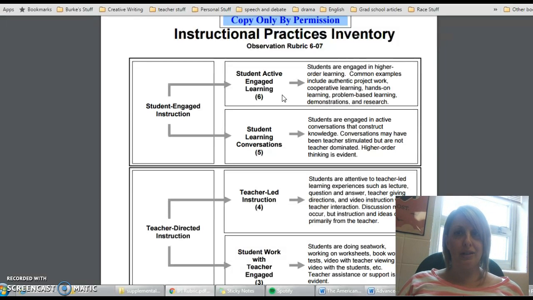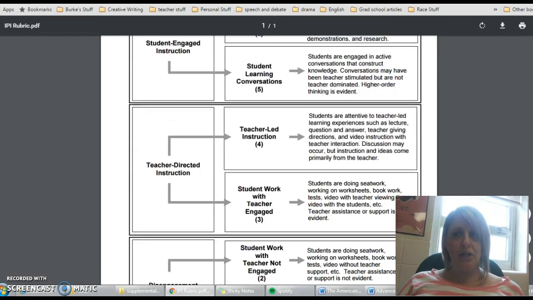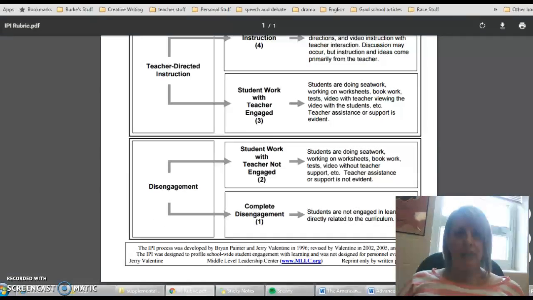Common examples include authentic project work, hands-on learning, problem-based learning. This is when students are more learning by themselves. It's higher order thinking, but it's happening more individually. 5s is when it's happening more together. It's really important that we increase these 5s and 6s, but once again, it's really not a hierarchy because these things are not going to go away. If we see a 3 and a 4, that's not bad. That's just part of instructing. What you really don't want to see, however, is a 1 and a 2.